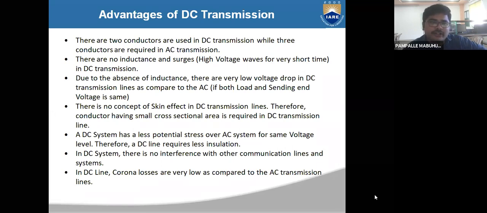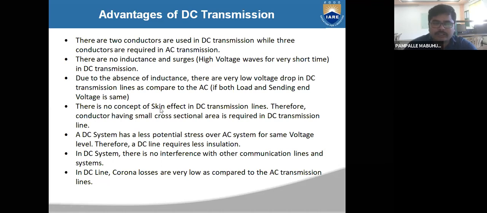So the advantages of the DC transmission system: if you observe, only two conductors are used in the DC transmission line system, when compared to the AC transmission lines, where there will be three conductors. There is also no inductance present. Because of that, there will be no surges in the DC transmission systems. And also, because of the absence of inductance, there will be less voltage drop in DC transmission lines when compared to the AC transmission system.